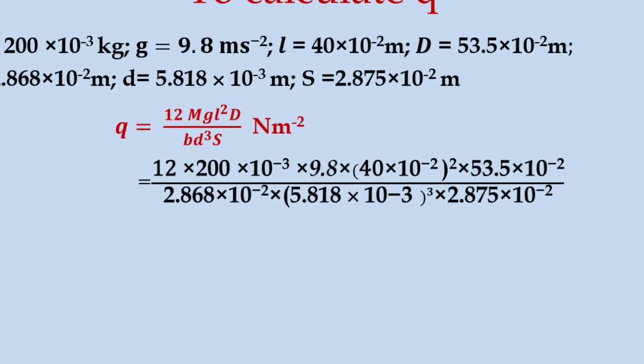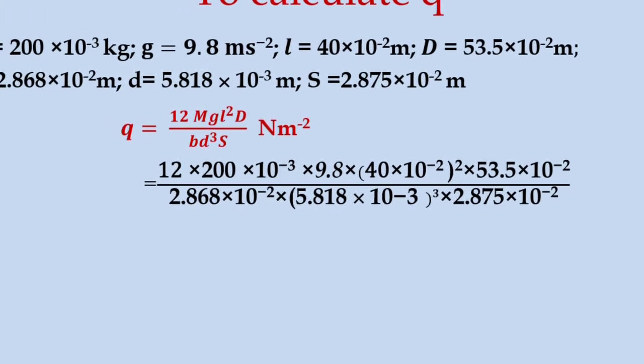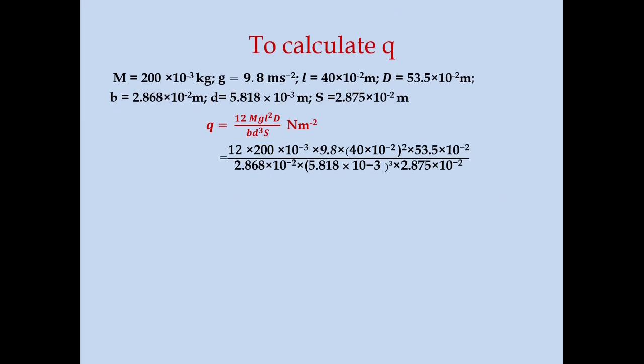So the formula to calculate Q, the Young's modulus Q, is equal to 12 mg L square D divided by B D cube S Newton per meter square. Let us substitute the values. 12 into 200 into 10 power minus 3 into 9.8 into 40 into 10 power minus 2 the whole square into 53.5 into 10 power minus 2, everything divided by 2.868 into 10 power minus 2 into 5.818 into 10 power minus 3 the whole cube into 2.875 into 10 power minus 2.